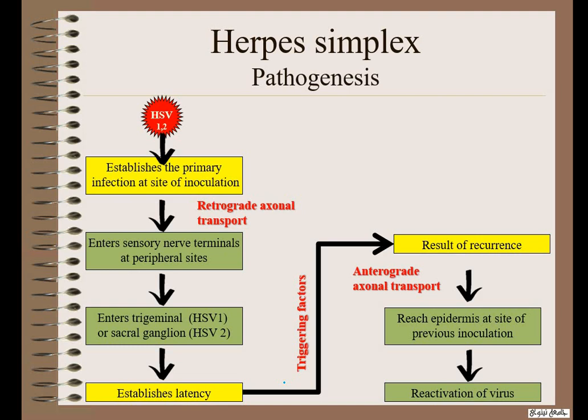This established latency, if the cell-mediated immunity decreases, or if the patient is exposed to certain triggering factors, will result in recurrence. By what? By antegrade axonal transfer of the virus from the ganglia to the skin again. Once it reaches the epidermis at the site of previous inoculation, it will lead to reactivation of the virus.